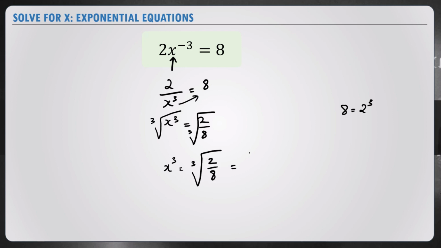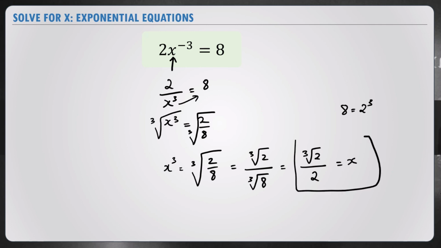This simplifies to cube root of 2 over cube root of 8. I'll leave cube root of 2 as it is, and I know the cube root of 8 is 2. So the value of x now we know is cube root of 2 over 2.